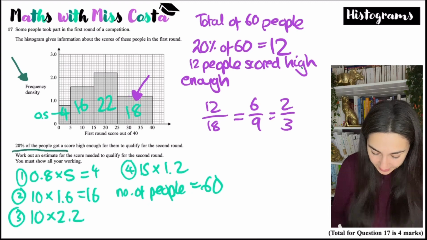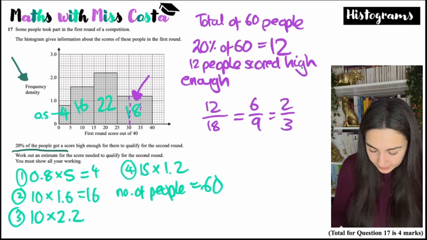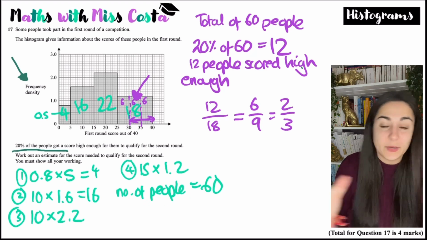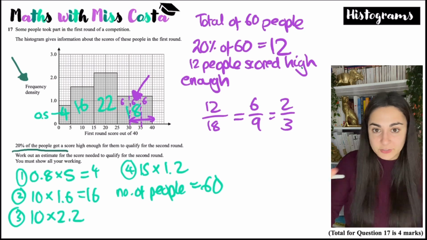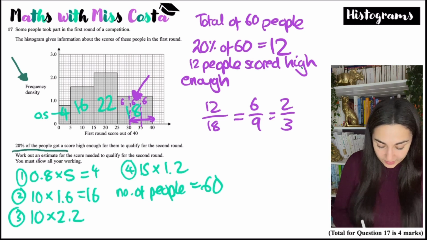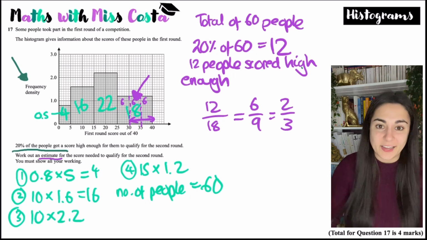So that means that I want to split this bar into thirds, and each little part here is going to represent 6. So the top 12 are going to be, and this is why it's an estimate, because obviously we don't know where these people are, how they're distributed in this bar. That's why the key word is work out an estimate. So that's how you do it.